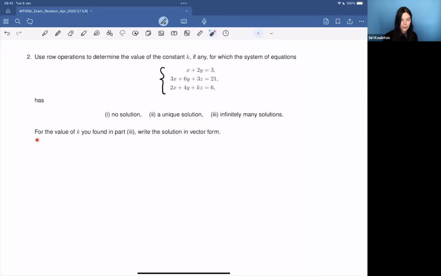And we're actually given a hint that there must be some value of k that gives us infinitely many solutions, because we are asked to write down the solution in vector form for that value of k. So we will get to that soon. However, let's remind ourselves now what this system looks like written in matrix form. Of course, in the exam, it will be fine to simply write down the augmented matrix directly and start doing row operations.